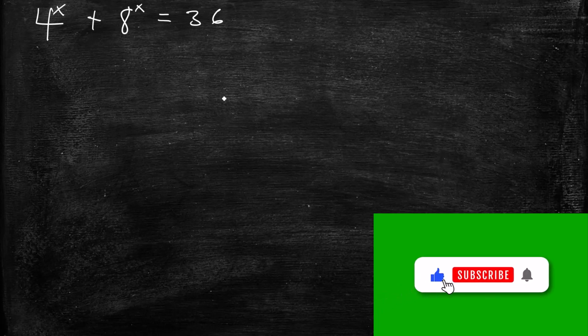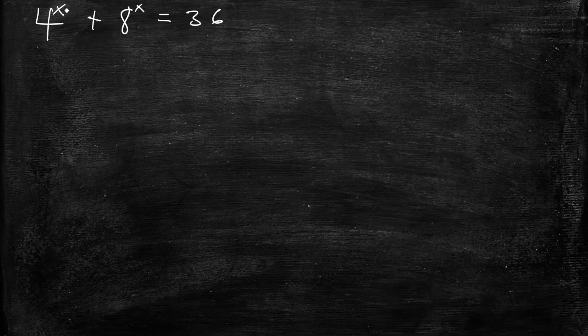All right, let's look at this exponential equation. We have 4 to the power x plus 8 to the power x equals 36. We know 4 can be written as 2 to the power 2. We have x here, so we multiply. We want to get equal bases, so 8 is 2 to the power 3, equals 36.